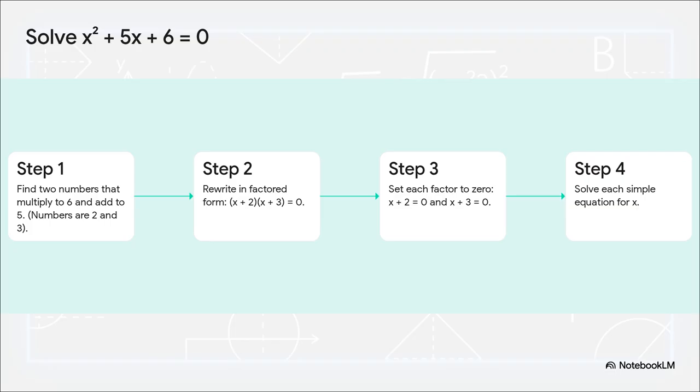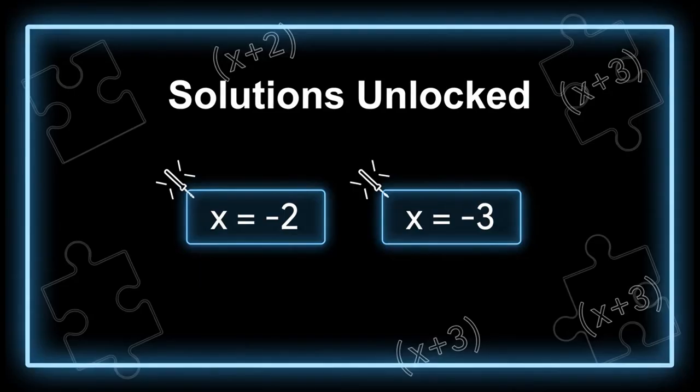So here's the puzzle. We need to find 2 numbers that multiply together to get that last number, 6, and add together to get the middle number, 5. After a little thought, yep, it's 2 and 3. So we can rewrite the whole thing as (x plus 2)(x plus 3) equals 0. Now here's the key. If you multiply 2 things and the answer is 0, one of those things has to be 0, right? So we just set each piece equal to 0 and solve from there. And boom, just like that, we get our 2 solutions. x equals -2 and x equals -3. See what I mean? When factoring works, it is hands down the fastest tool you've got.